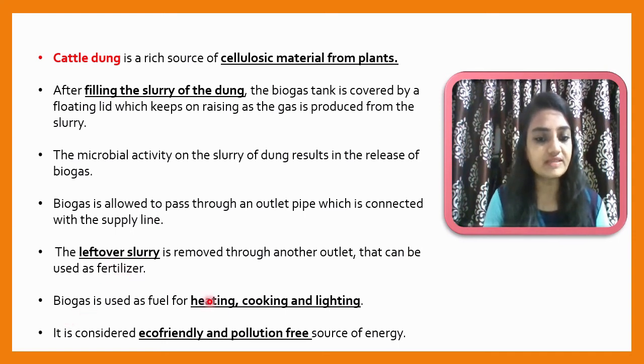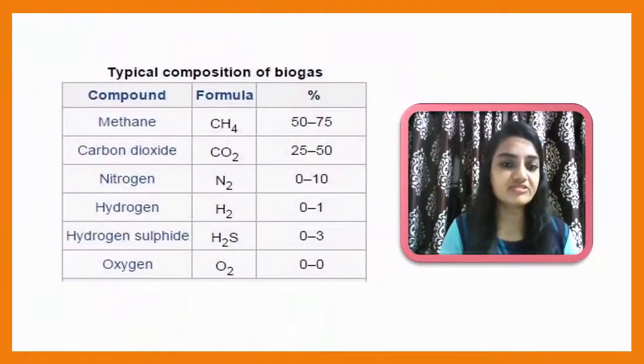Biogas is used as a fuel for heating, cooking and lighting, whatever we want to use it for, and it is considerably eco-friendly. This is a very important thing. Here we are using just cattle dung. Okay, nothing else is required. So this is a very eco-friendly method, and this is a very good source of renewable energy, and this is also pollution free.